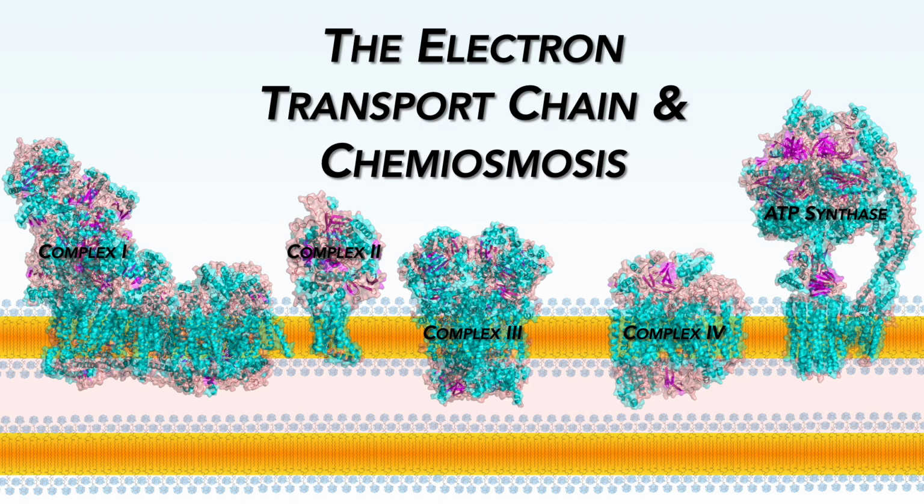Embedded within the inner mitochondrial membrane, there are 5 remarkable molecular machines. Complexes 1 through 4 transfer electrons toward oxygen, and ATP synthase then converts the resulting proton gradient into the chemical energy we know of as ATP. Our goal today is to follow every electron and every proton from beginning to end.